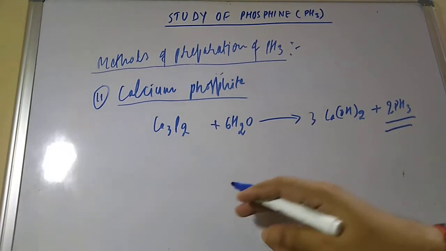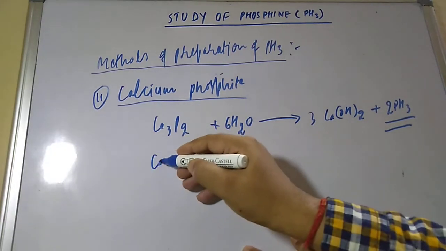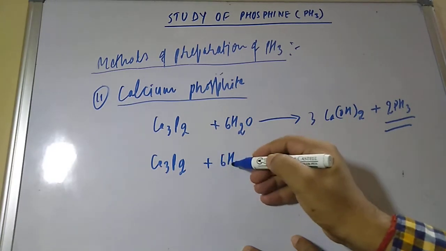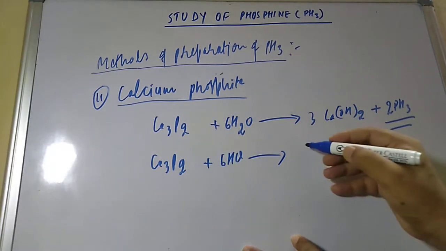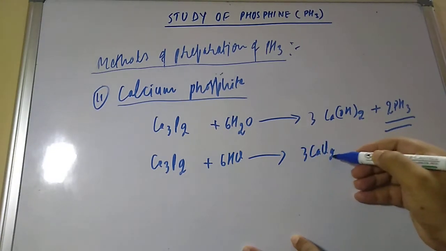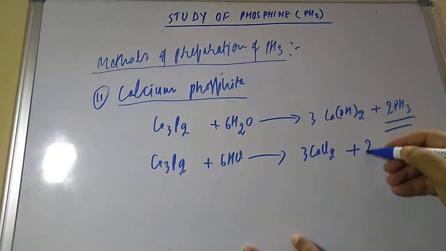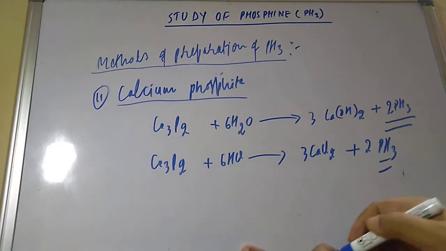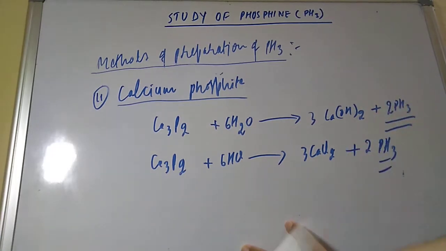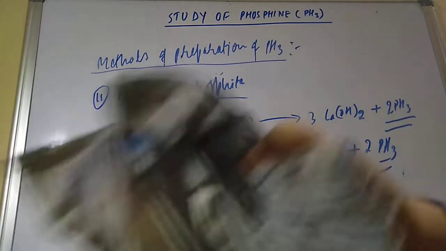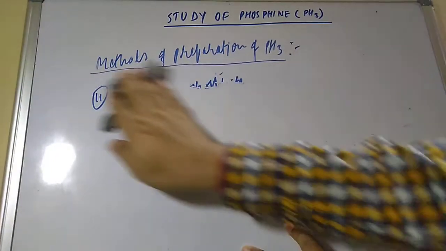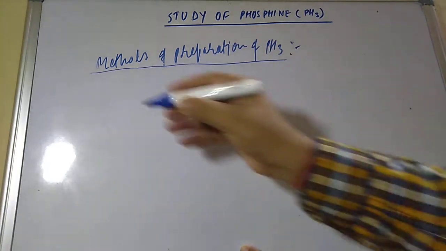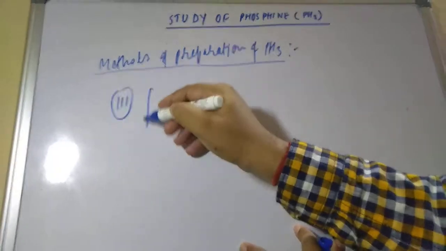This is phosphine. Secondly, you can even treat this calcium phosphide with hydrochloric acid. In this case also, it will give phosphine. So how can you prepare phosphine from calcium phosphide? By reaction with water or by reaction with hydrochloric acid. This can again be prepared from aluminum phosphide also. The third method is from aluminum phosphide.